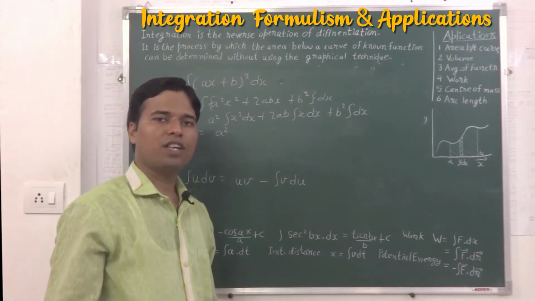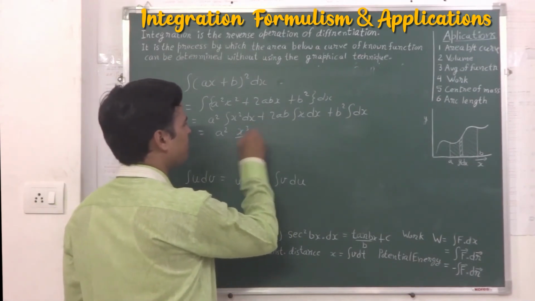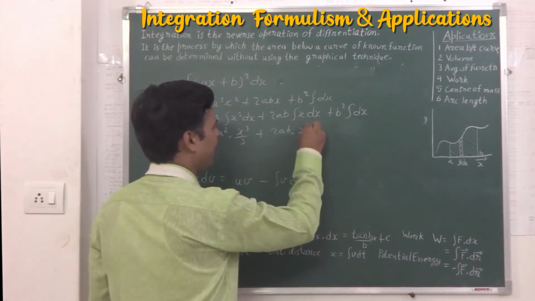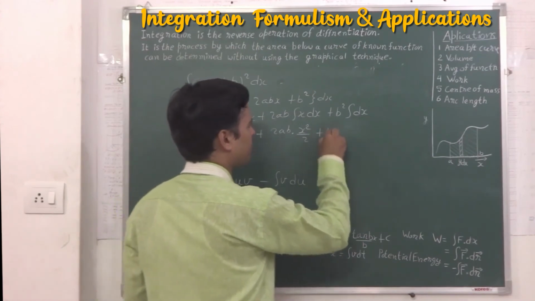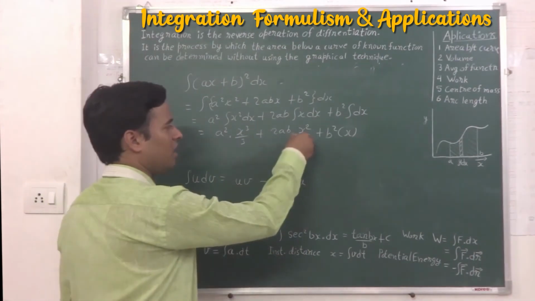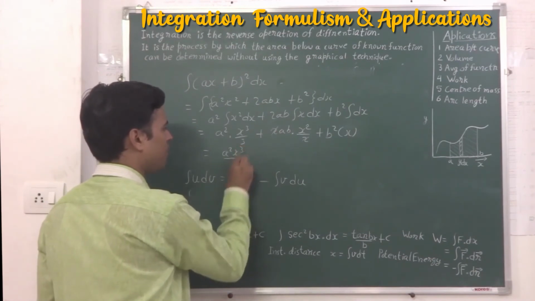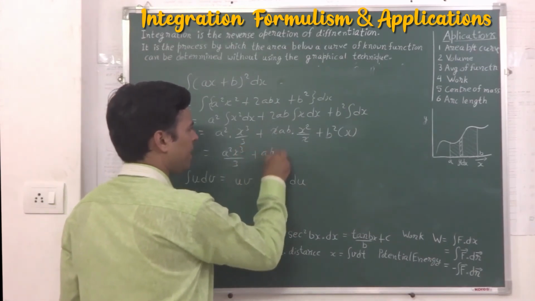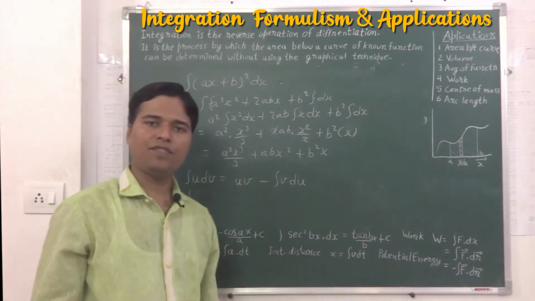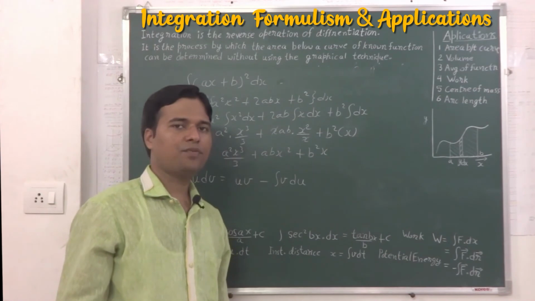Use the formula for integral of x power n with respect to x and you will get x power 3 upon 3 in multiplication with a square, plus 2ab multiplied with x square by 2, plus b square multiplied with x. That is the answer, and in simple form you can write a square x cube by 3 plus ab x square plus b square x. This is the second kind of integral which we can simplify using the previously learnt formulas.